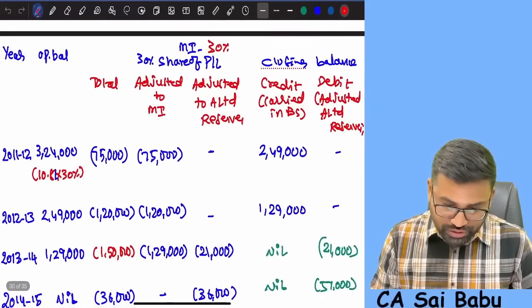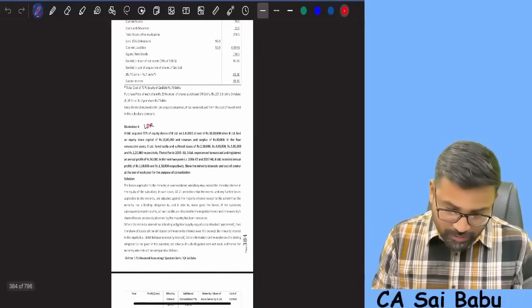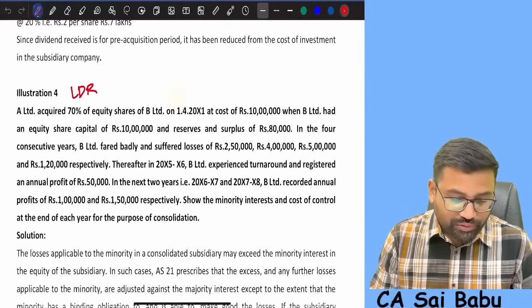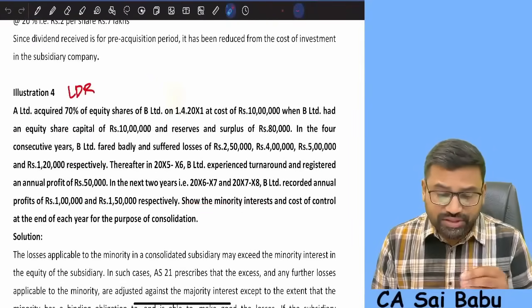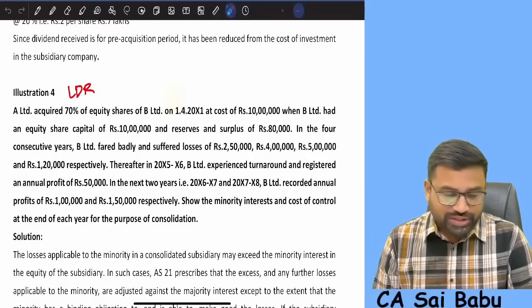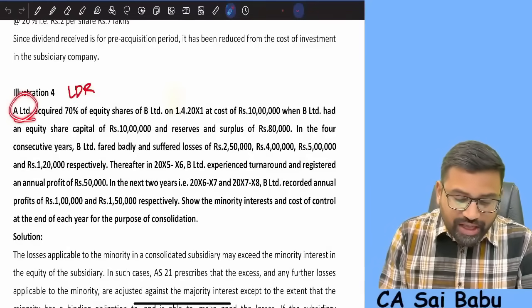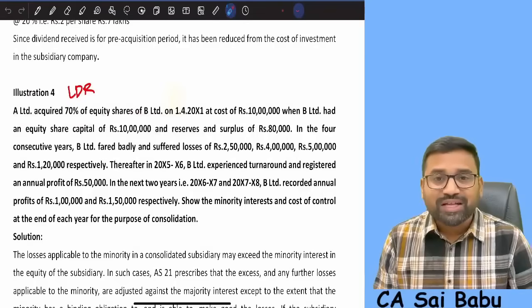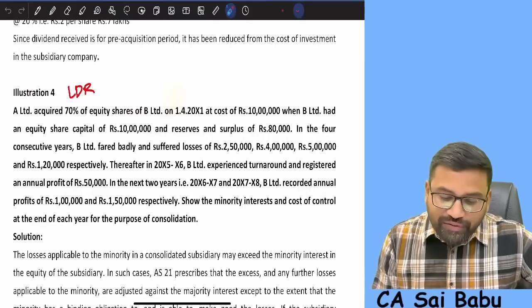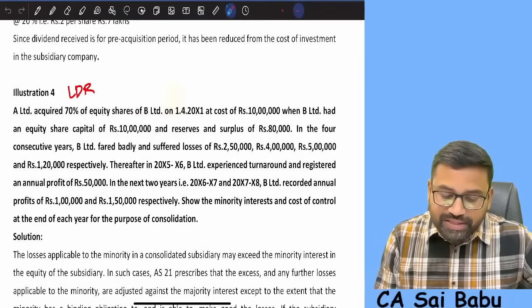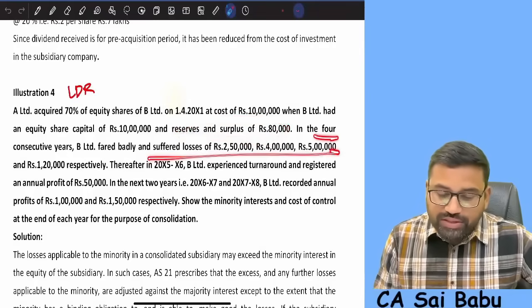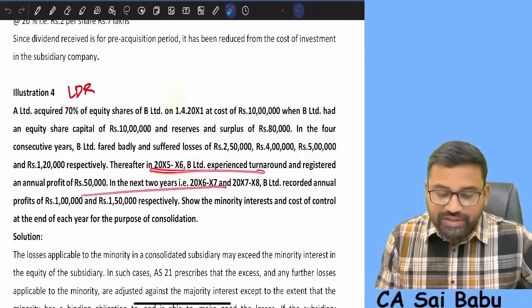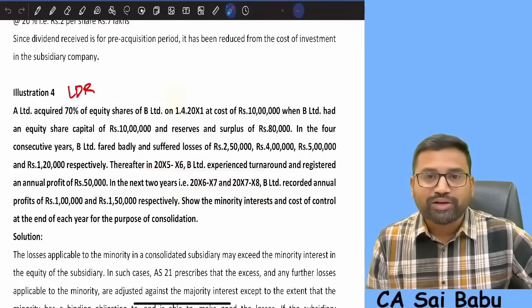So this question, yes, illustration number 4. In this question, they are asking us to calculate minority interest. This is an examiner's favorite question, sir. A Limited acquires 70% shares of B Limited, sir. That 30% is the minority interest. At the time of acquisition, the subsidiary company has reserves and surplus. But for the next 4 years, they suffered losses, sir. For the next 3 years, they earned profits, sir. Now in this case, how to calculate the minority interest?